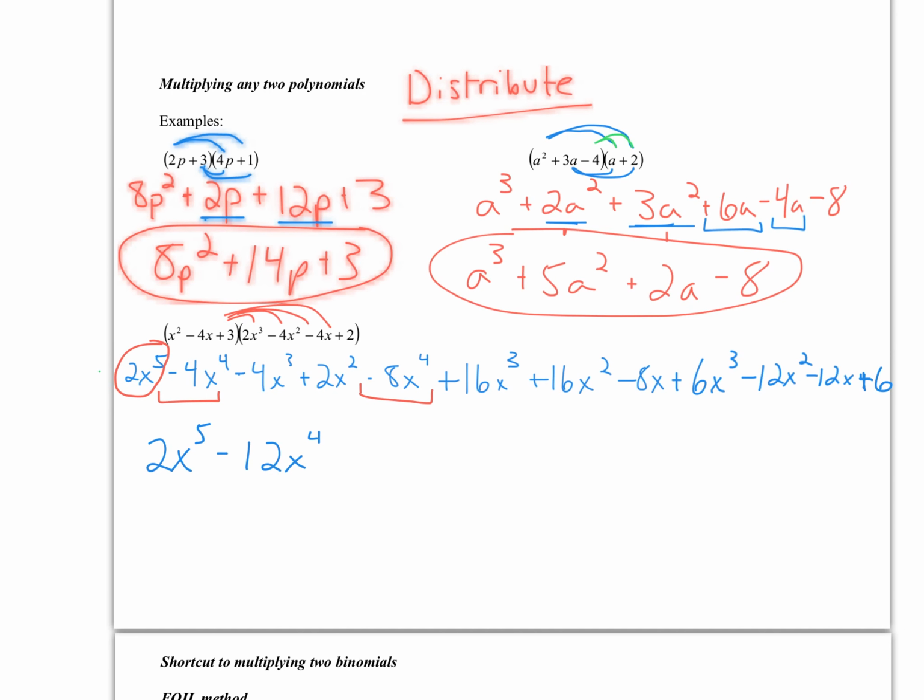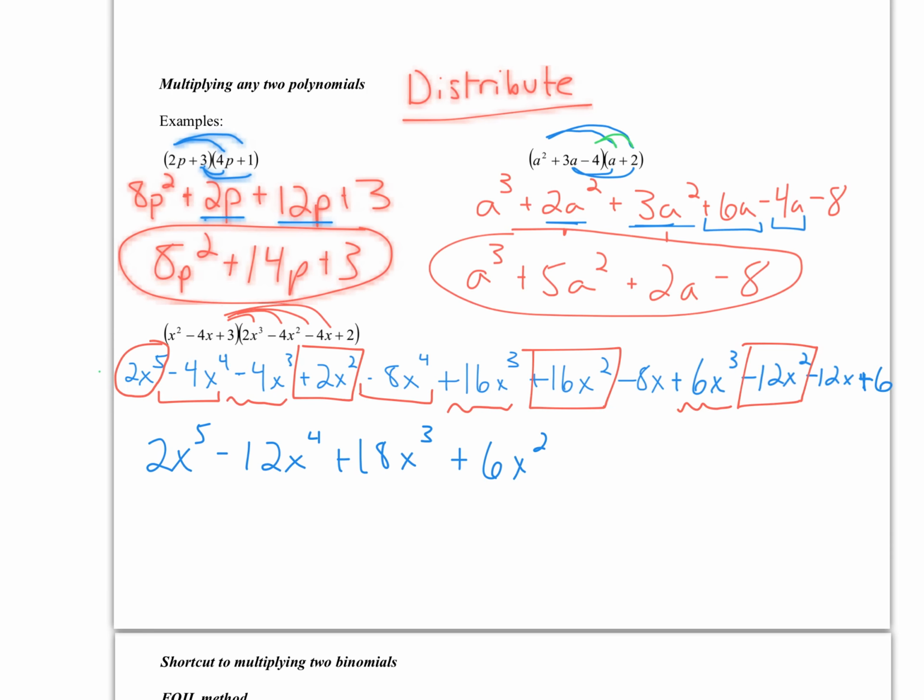Now we're on the hunt for x cubed. There's 1. There's 1. There's 1. Negative 4. 16. So that gives me 12. And then 6 gives me 18x cubed. Now we're looking at x squareds. So here, I'll box the x squareds. Here's an x squared. Here's an x squared. Here's an x squared. So I have 2 and 16, that gives me 18. 18 and negative 12, I'm left with 6x squared.